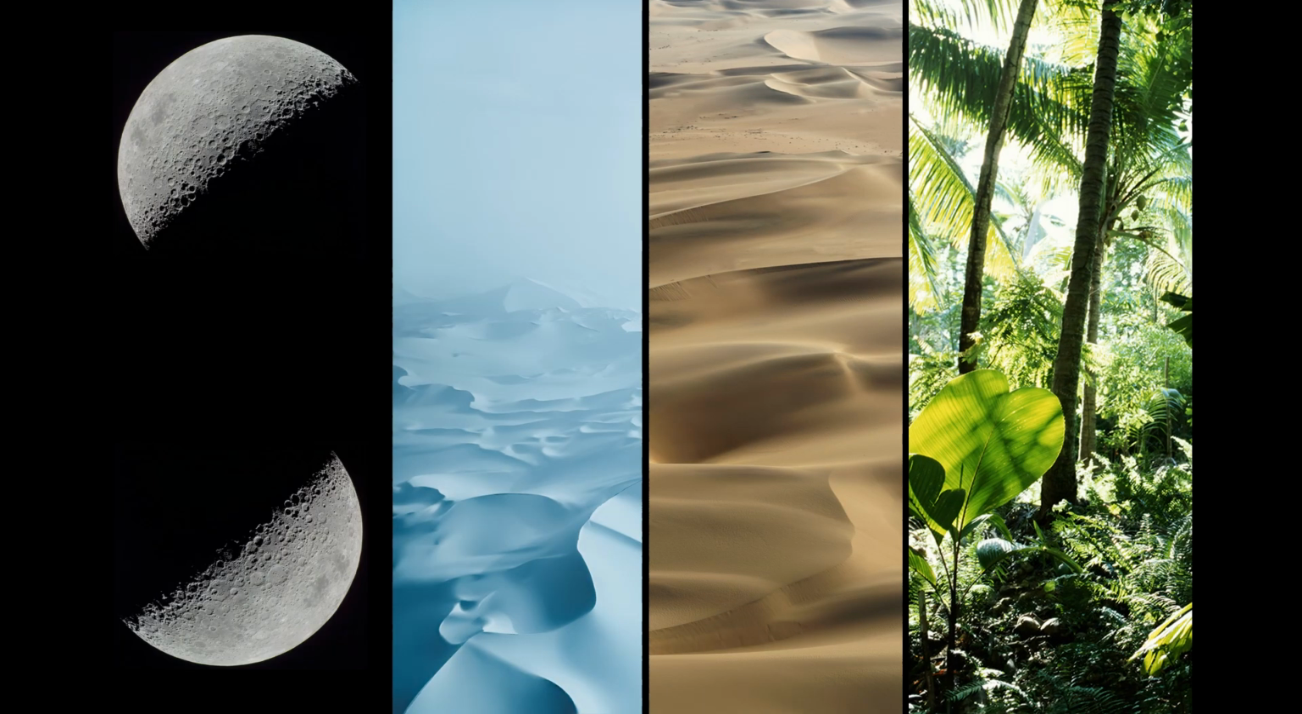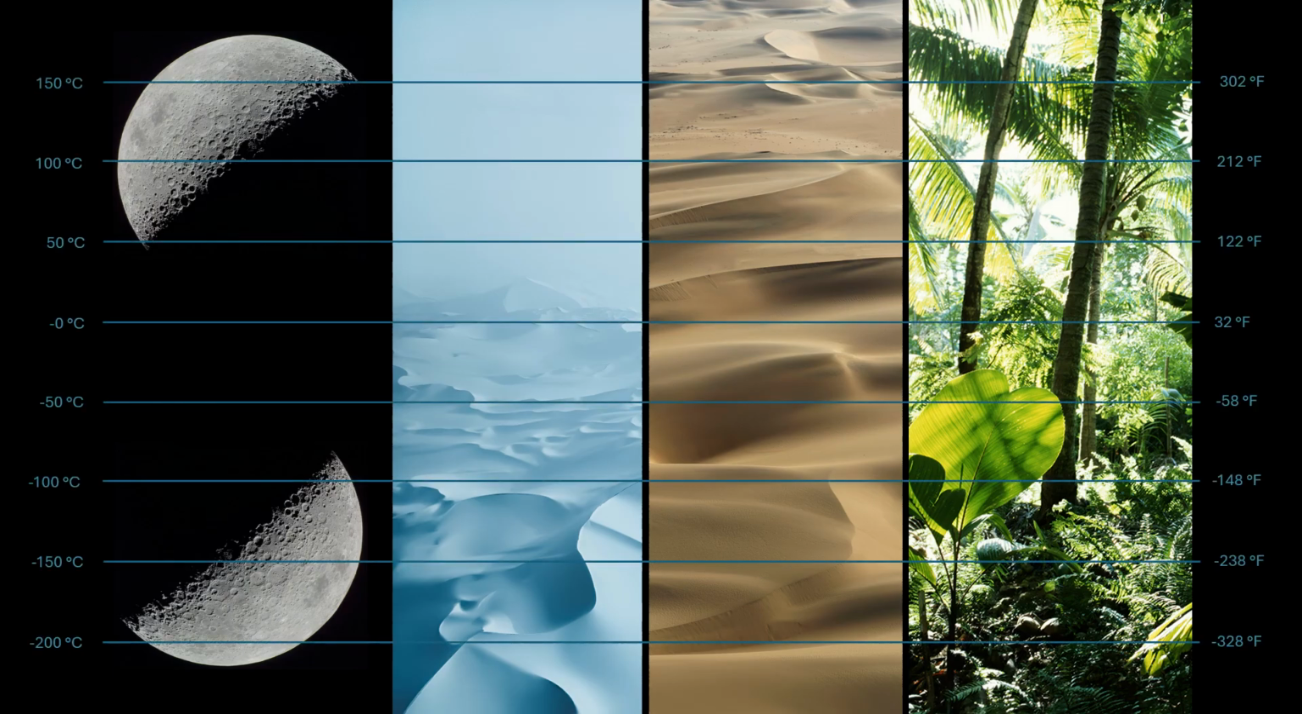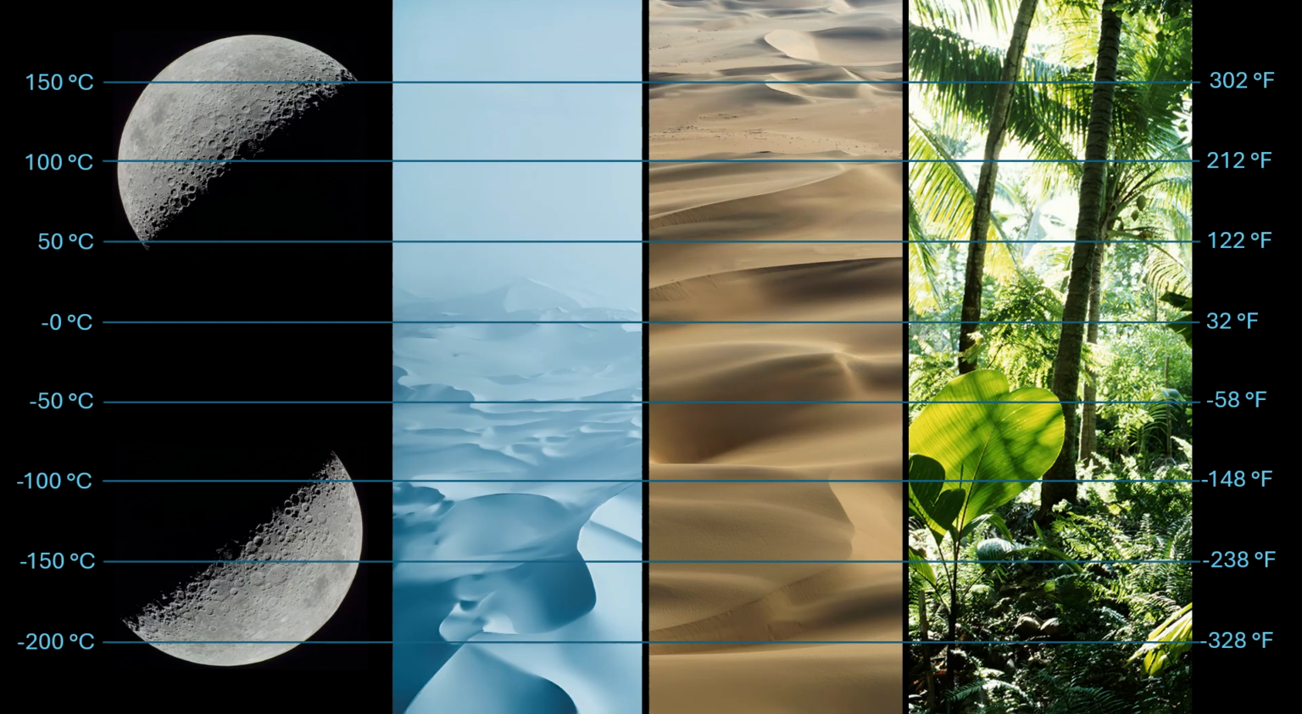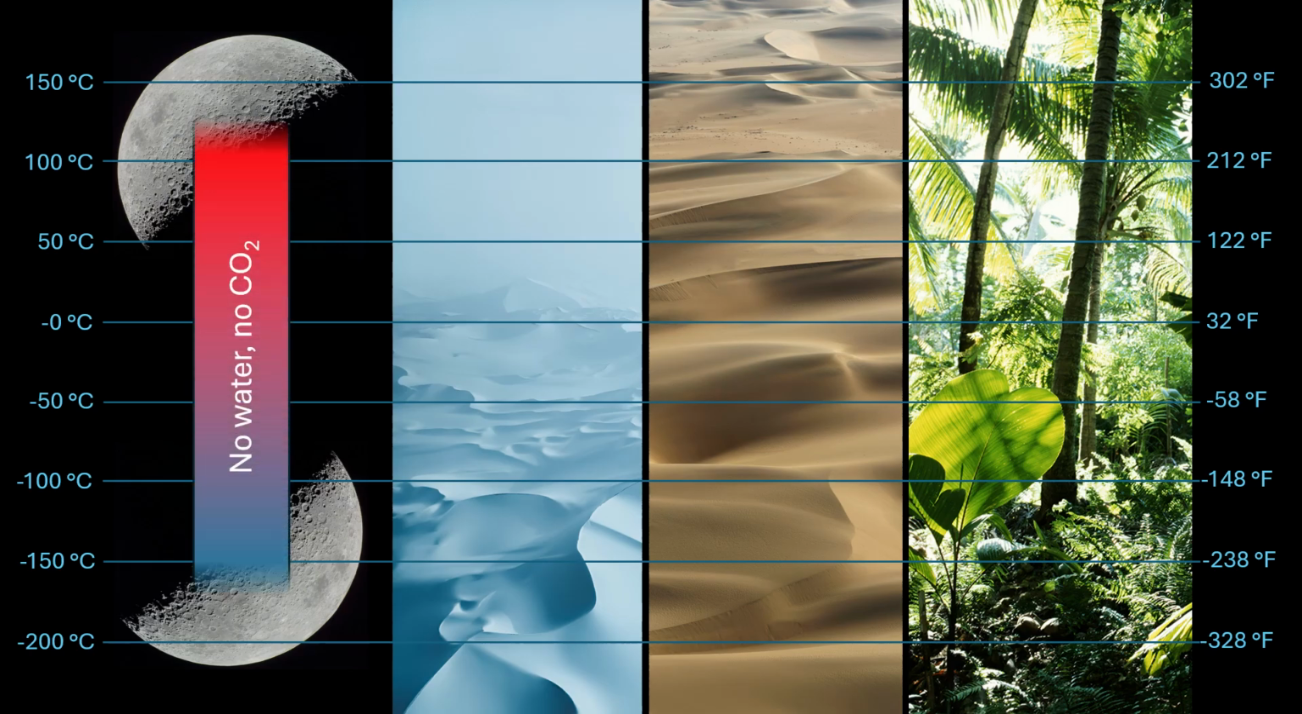The Moon has no atmosphere and no water. There is no carbon dioxide or water vapor. Its temperature swings between extreme heat and extreme cold. During the day, temperature can change between -180 degrees Celsius and +130 degrees Celsius.